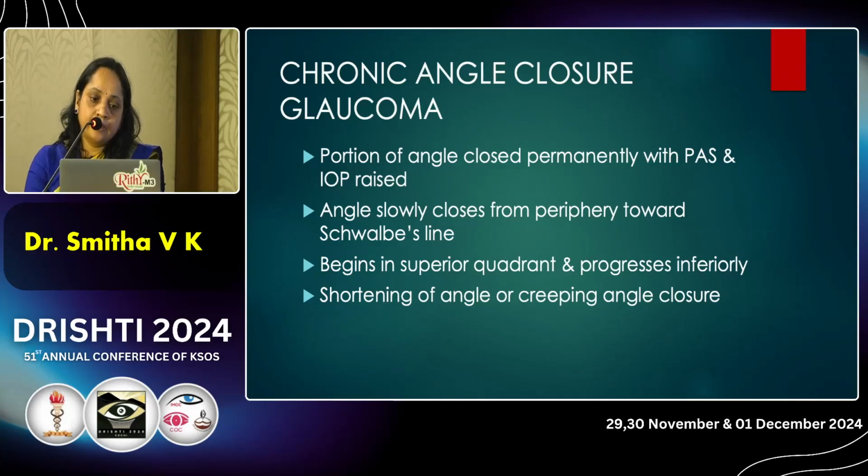In chronic angle closure glaucoma, a portion of the angle is closed permanently with peripheral anterior synechiae and IOP is raised. The angle slowly closes from the periphery towards Schwalbe's line, so it usually starts in the superior quadrant and progresses inferiorly. This is otherwise called creeping angle closure.